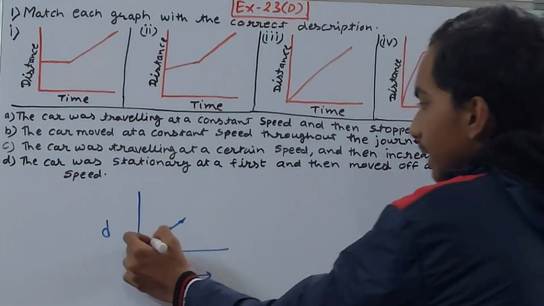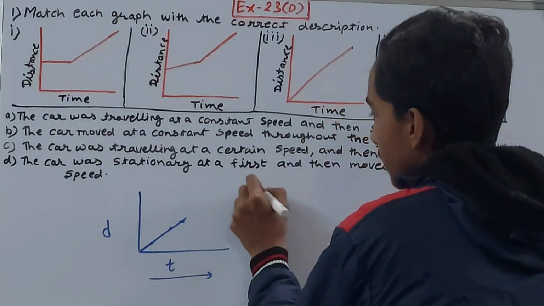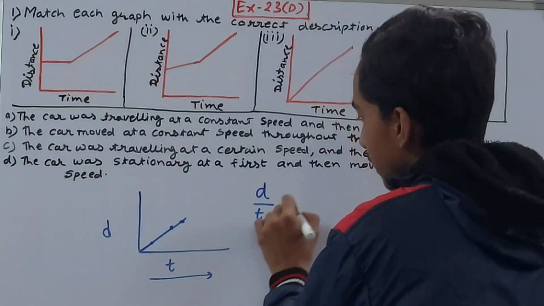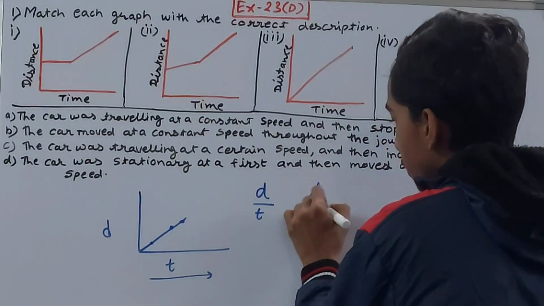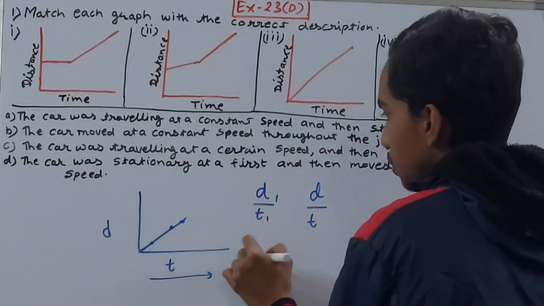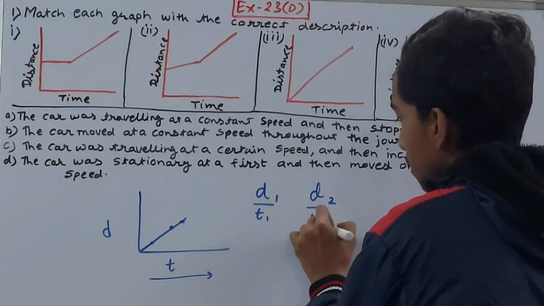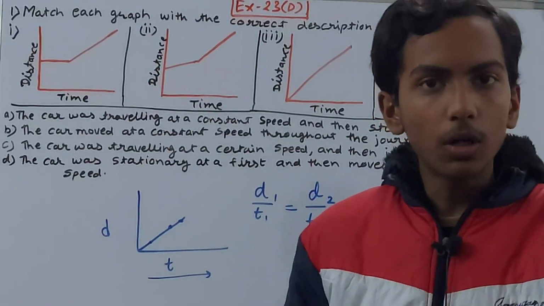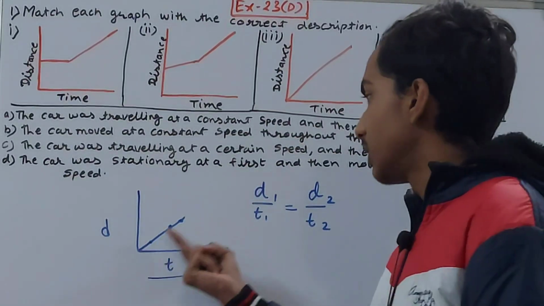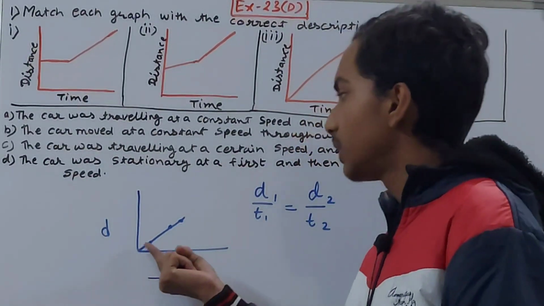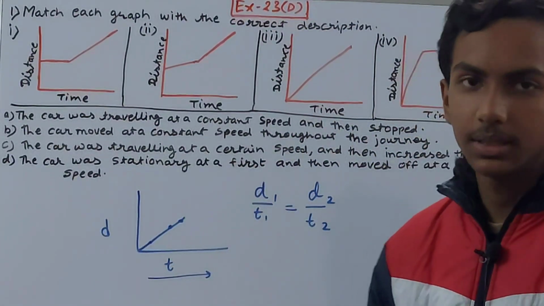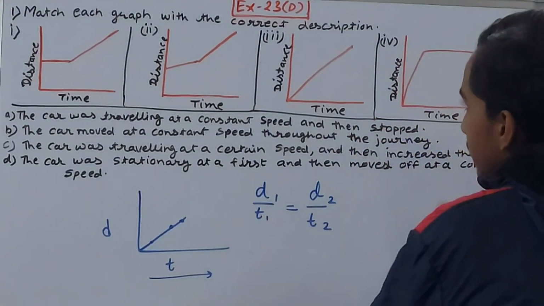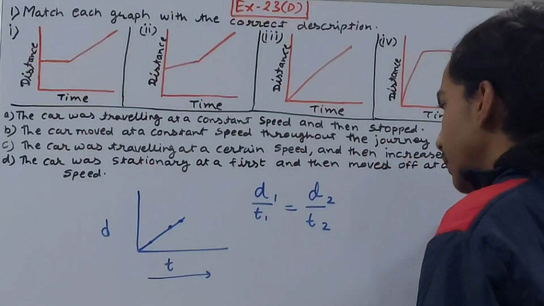If at this point I calculate the speed, it will be distance upon time. At this point if I calculate the speed, then also it will be distance upon time. If this is d1 and this is t1, and this is d2 and this is t2, it will be the same. The speed is constant, because it is seen in the graph. If the speed is constant, the distance will also increase accordingly. So constant speed means that the graph is going slanting. You can take it like that.